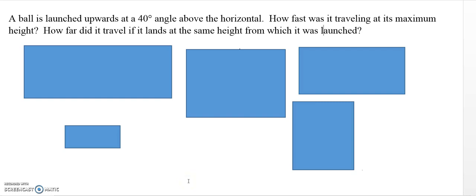So I've got a ball. I'm going to launch it upwards at a 40-degree angle above the horizontal. How fast is it going to be traveling at its max height? And also, how far did it go, if it lands at the same height from which it was launched? Two questions, I mean.